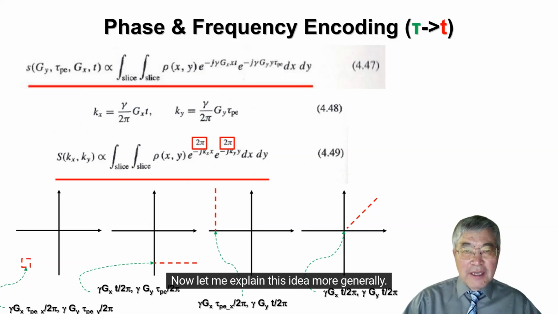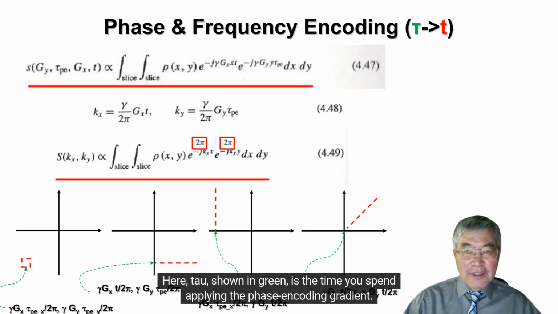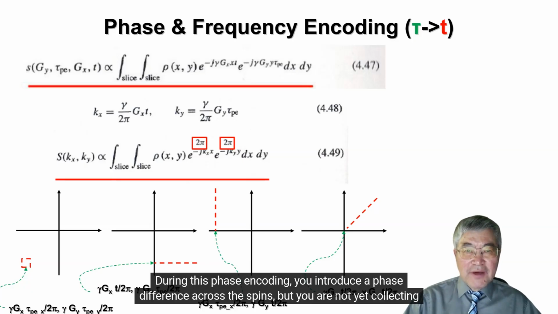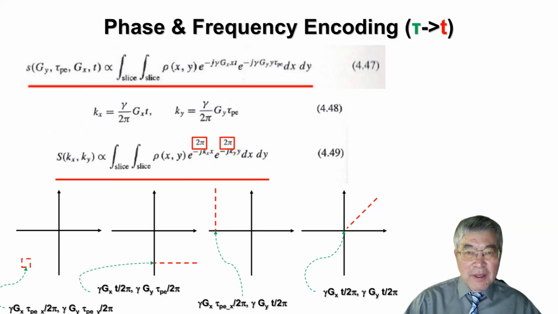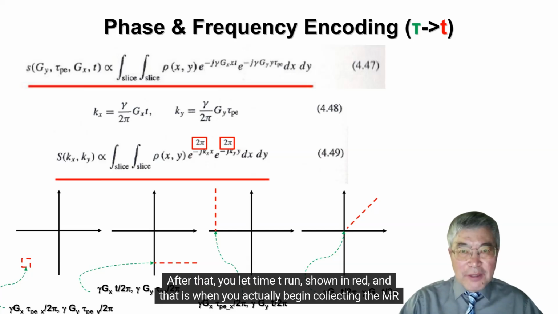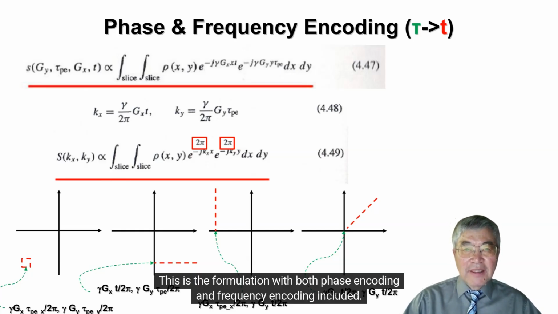Now let me explain this idea more generally. Here, tau, shown in green, is the time you spend applying the phase encoding gradient. During this phase encoding, you introduce a phase difference across the spins, but you are not yet collecting any signal. After that, you let time t run, shown in red, and that is when you actually begin collecting the MR signal. This is the formulation with both phase encoding and frequency encoding included.